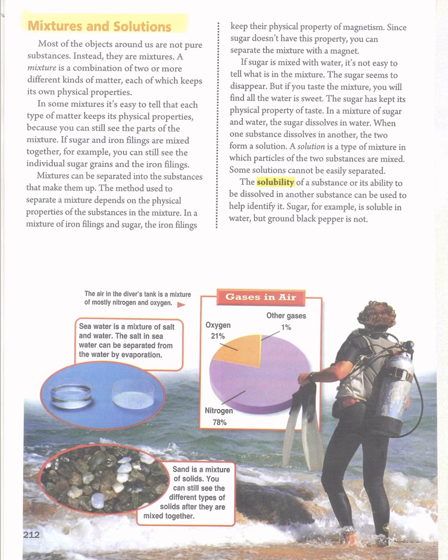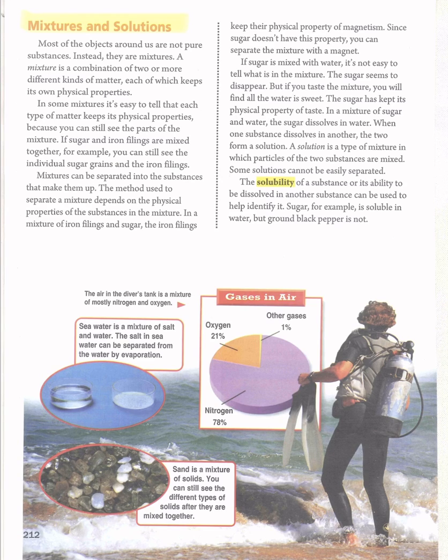Mixture and solution. Most of the objects around us are not a pure substance. As I told you, everything around us is matter, but they are not a pure substance. A pure substance means it is just one substance. They are not made from just one substance. They are made from two or more substances. That's why we say they are not a pure substance.